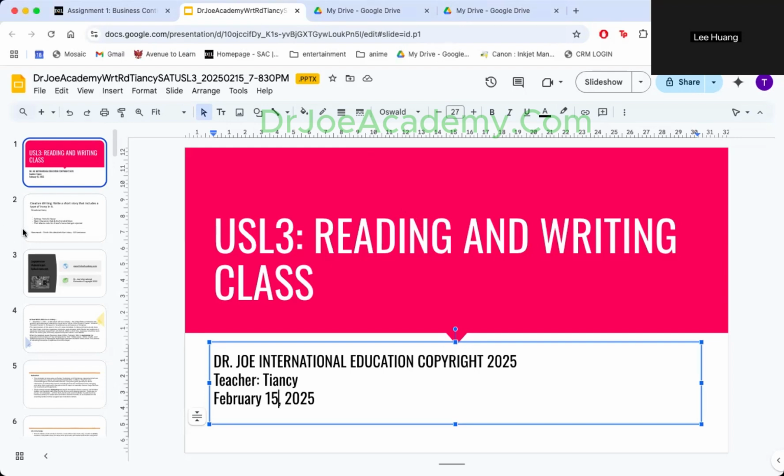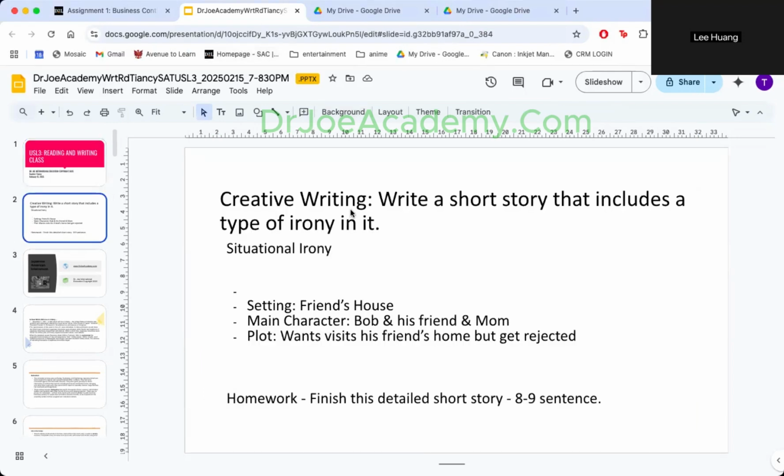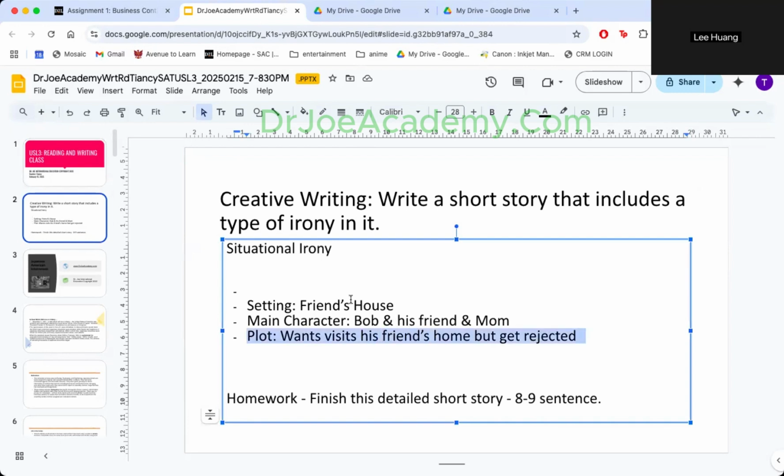So your homework was to create a story with the type of irony in it. You were talking about Bob wants to visit his friend's house, and the setting was a friend's house, and you want to use situational irony. Can you tell me what that means quickly before I read your story?